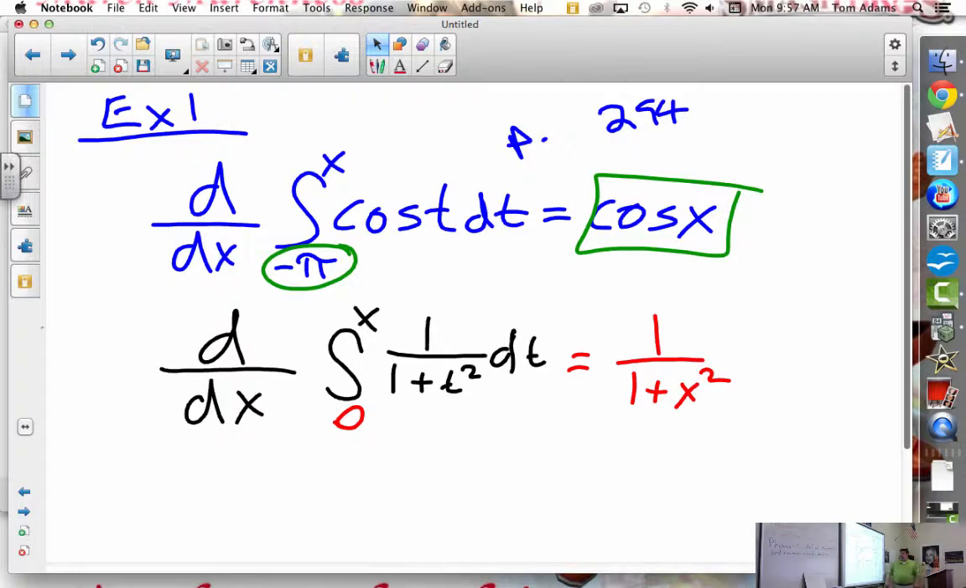Now, if they plug in some value for x, then it's a different scenario. But for right now, this is part 1 of the fundamental theorem of calculus. Are there any questions?